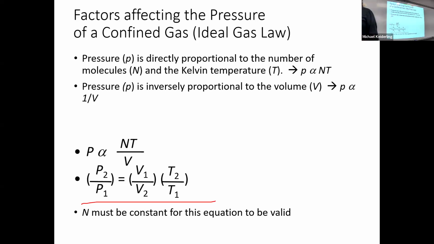Now, when you have a confined gas, the pressure of a confined gas is directly proportional to the number of molecules, N, and the Kelvin temperature, T, and it is inversely proportional to the volume, V. So pressure is proportional to N times T over V. T here is specifically the temperature in Kelvin.